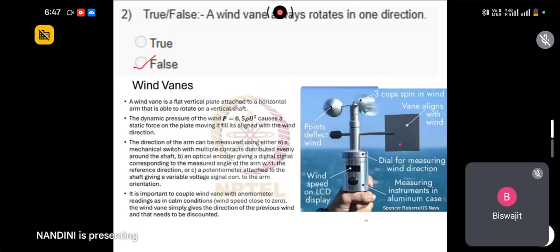If the wind is pushing it from this side, it will move like that, and if the wind is pushing from the other side, it will move to this side. So this is free to rotate in both directions. The direction at which this arrow points gives you the direction from which the wind is blowing. So this is the wind vane. This aligns with the wind.